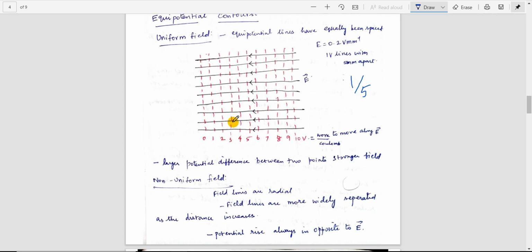So this is the example of a uniform field. If you take any uniform field, we can segregate the electric field lines with the potential lines like this. We can define the potential field along the electric field lines, as we have done in this example. Here we have E as 0.2 volt per mm. If E is 0.2 volt per mm, then the potential difference between two lines is 1 volt when they are 5 mm apart. That is the meaning of an equipotential contour. These contours have equal potential in each partition.